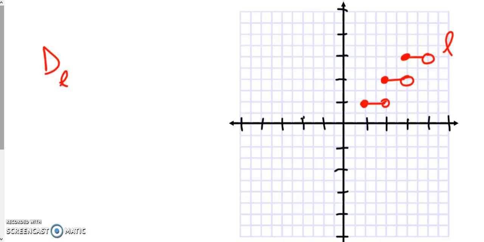So what's the domain of L? One to 4. Because even though there are open circles here, there's a closed circle right above it, so there's all the values between 1 and 4. What's the range of L? It's not 1 to 3.